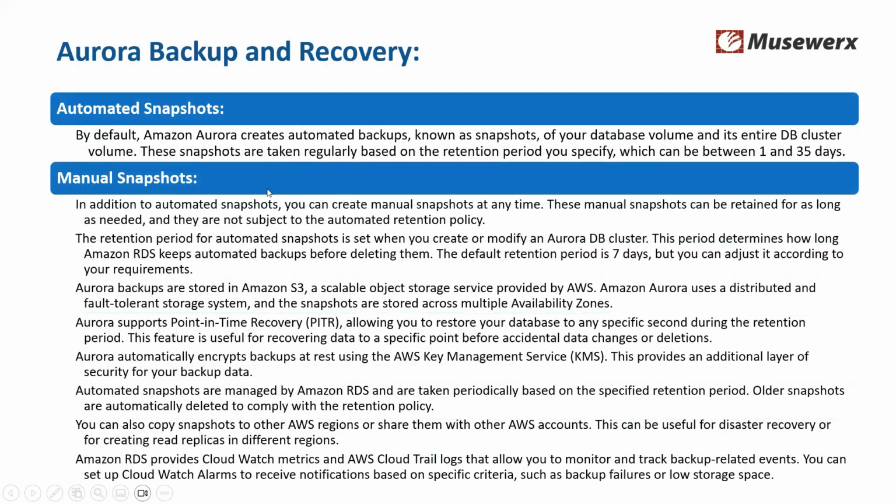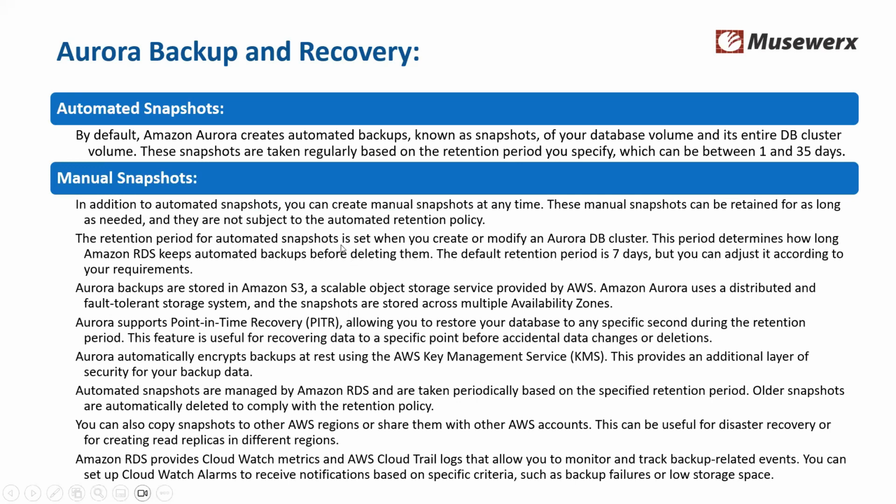So how do we back up and recover a database? I will quickly go through it. By default, Aurora creates automatic data backups known as snapshots of your database volumes and the cluster. These snapshots are taken regularly based on the retention period you specify, which can be between 1 and 35 days. In addition to automated snapshots, you can create manual snapshots at any time. These manual snapshots can be retained for as long as needed and are not subject to the automated retention policy.